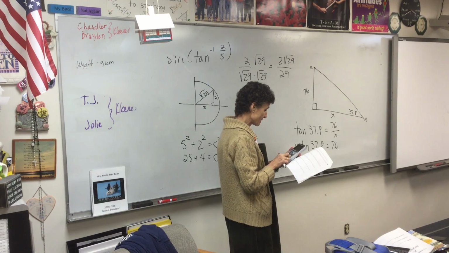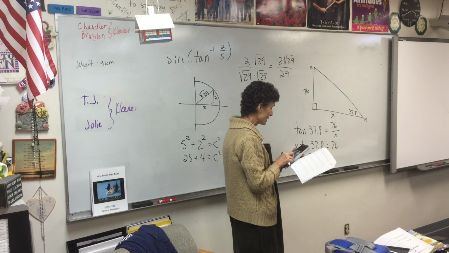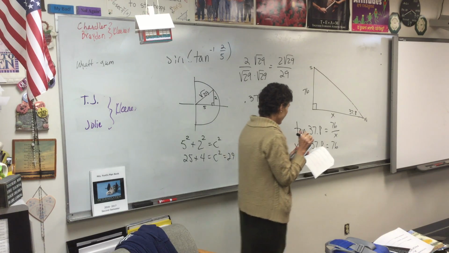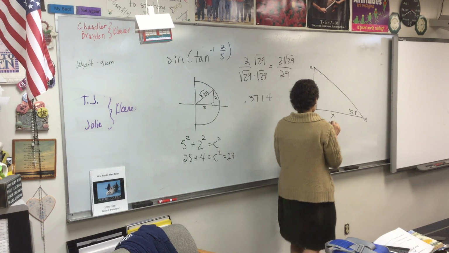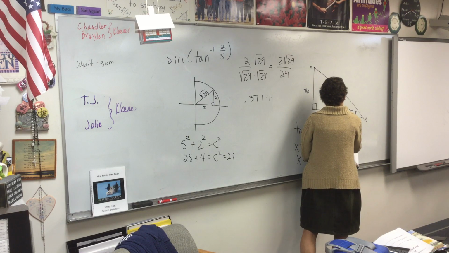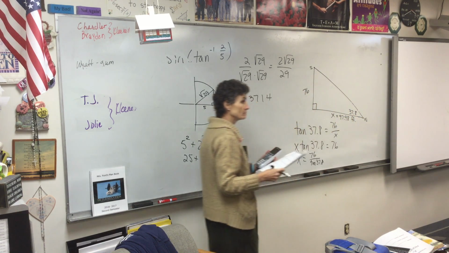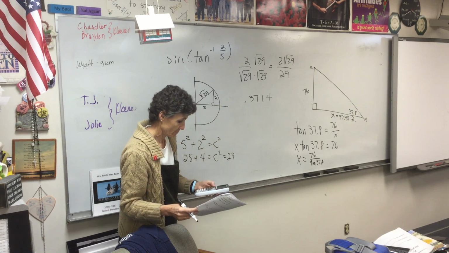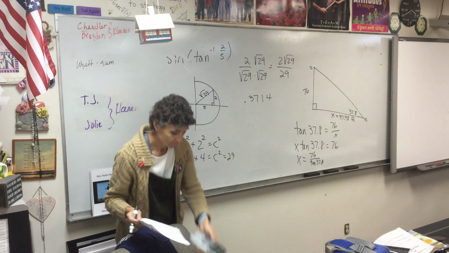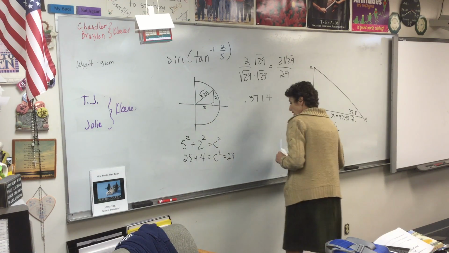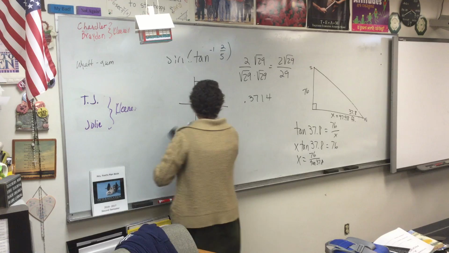So 76 divided by regular tangent 37.8. I got 97.98. And that would be feet. All right, you guys with calculators, you getting that?